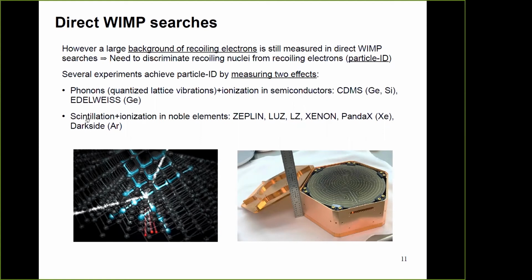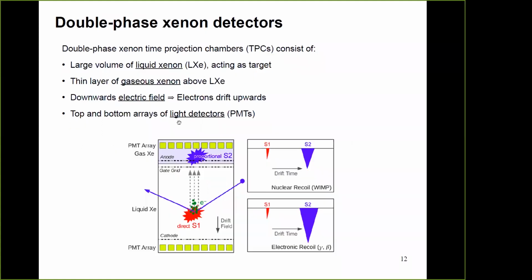And another approach is using scintillation and ionization in noble elements, as I'm going to explain now. So now I'm going to focus on that part, on dark matter experiments using noble elements, in particular xenon, and in particular double phase detectors. Why double phase detectors? I'm going to explain here what's the mechanism.